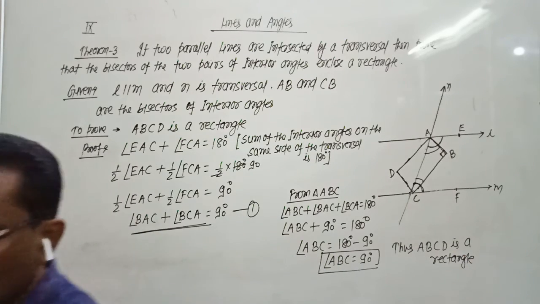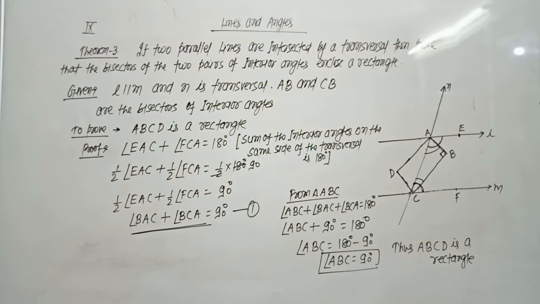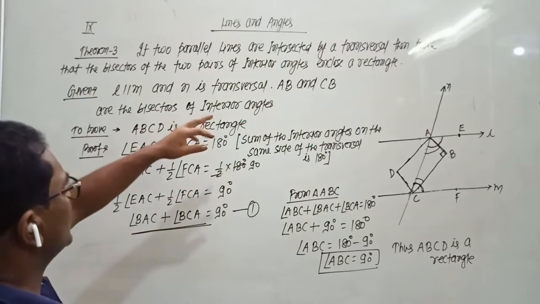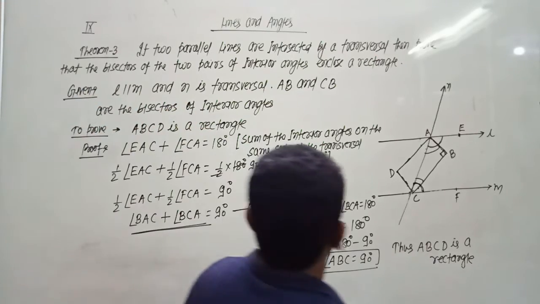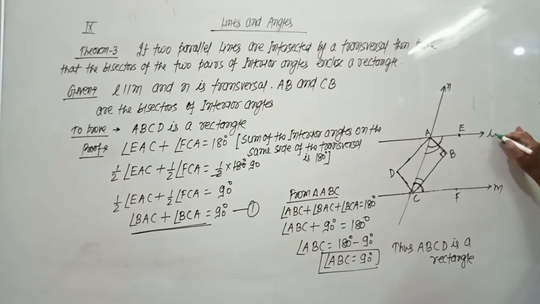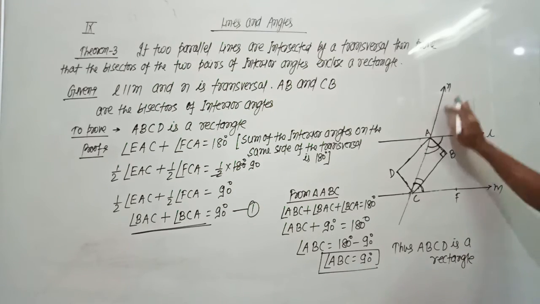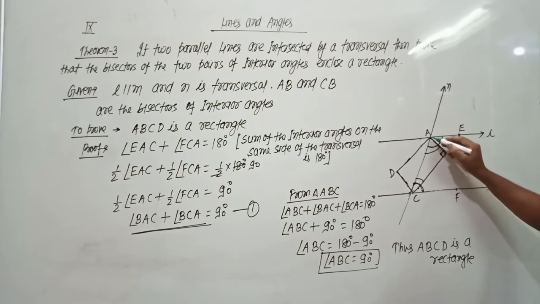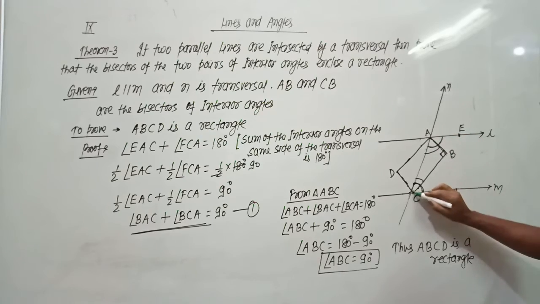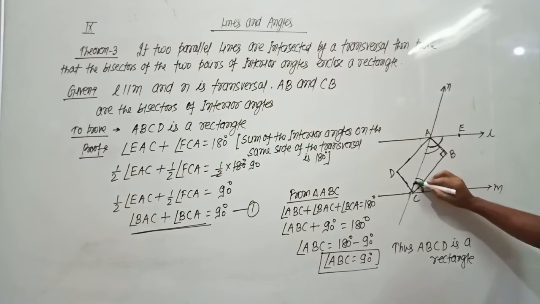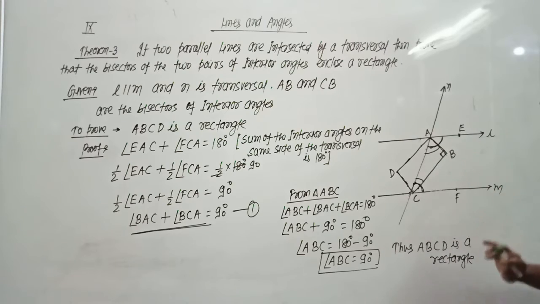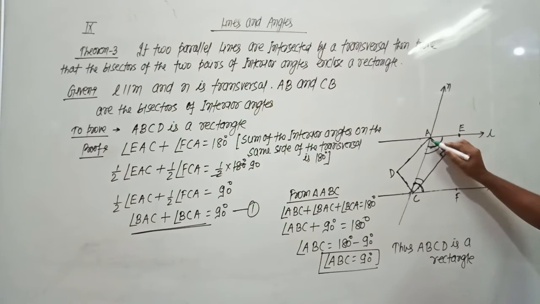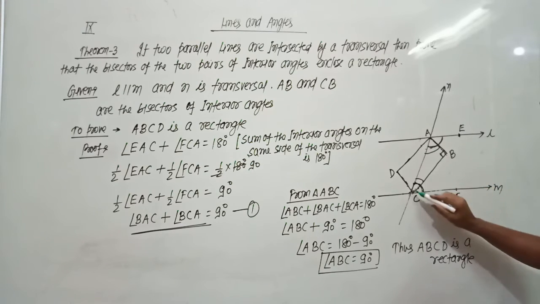So the theorem was: if two parallel lines are intersected by a transversal, then prove that the bisectors of two pairs of interior angles enclose a rectangle. So we take two parallel lines L and M, and N is the transversal, and AB and CB are the bisectors of a pair of interior angles. AB is the bisector of angle EAC and CB is the bisector of angle FCA.